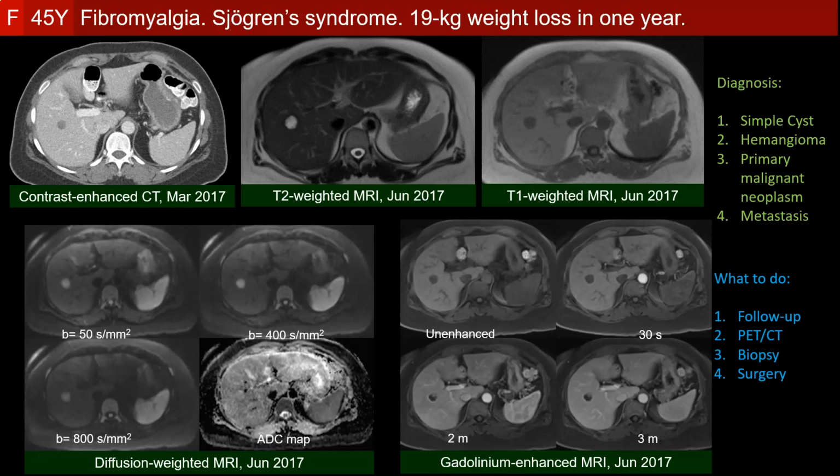So now that we have chosen primary malignant neoplasm or metastasis and disregarded simple cyst and hemangioma, based on the features we have seen and based on the increase in size in a very short period of time, we'll move to what to do. Follow-up is out. You don't do follow-up for a lesion that you are suspecting to be malignant. And also because you have done already the follow-up.